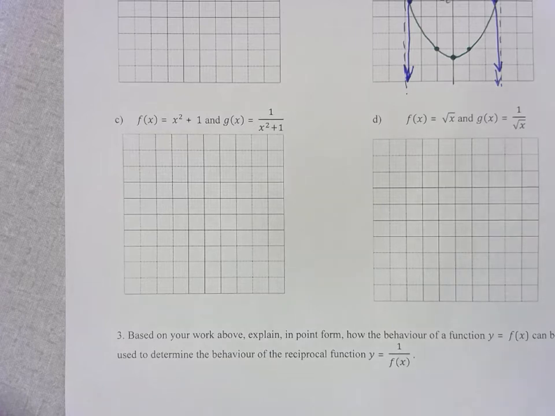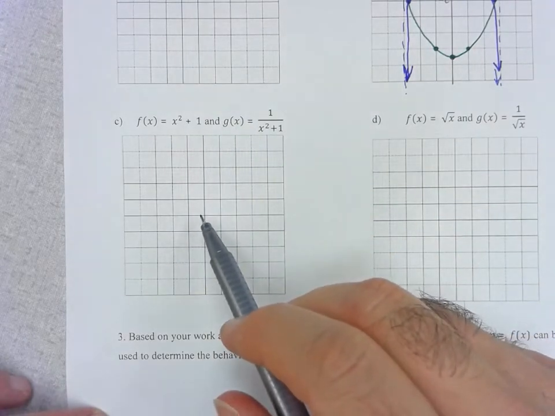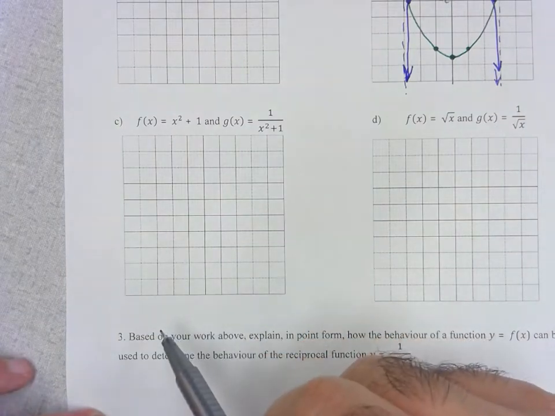Hi folks, let's take a look at 2C here. So again, we see that we have another reciprocal function, which is the reciprocal of a polynomial. So let's see what it looks like. Let's see if we can go a little faster here.